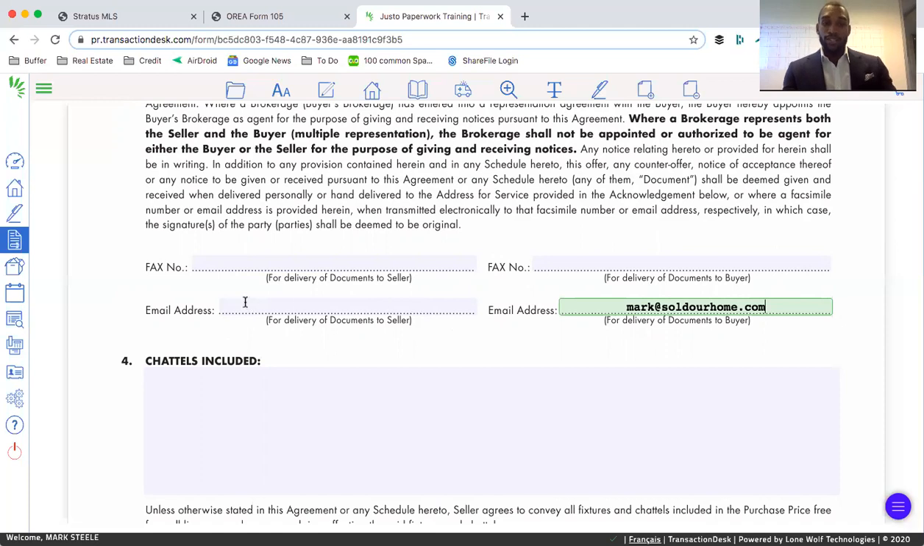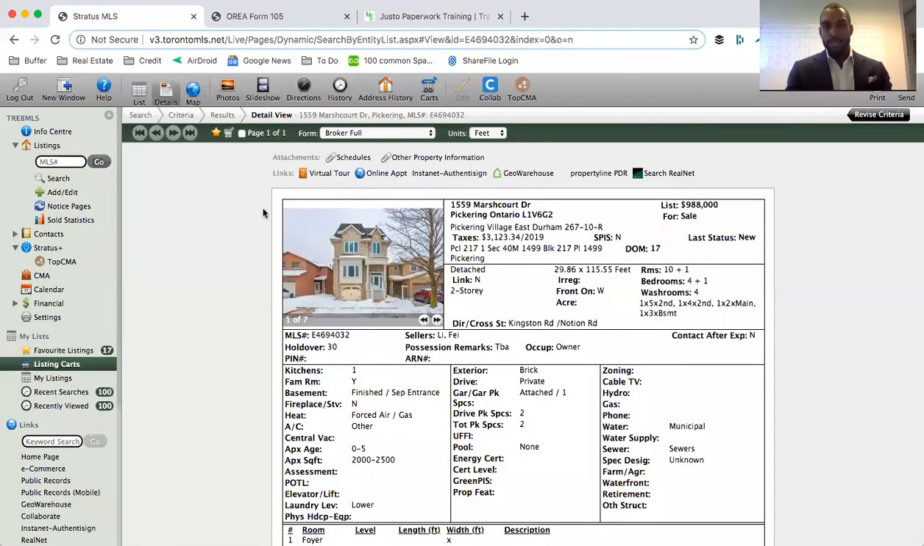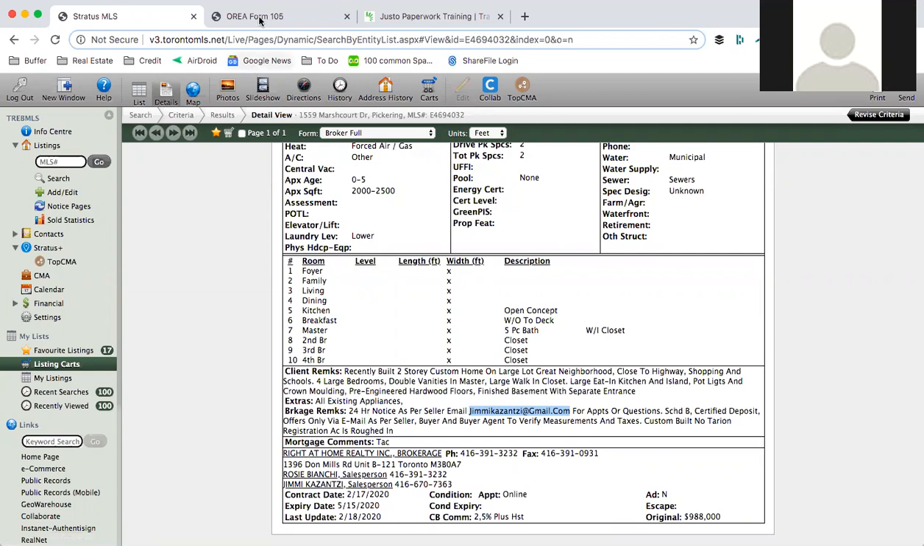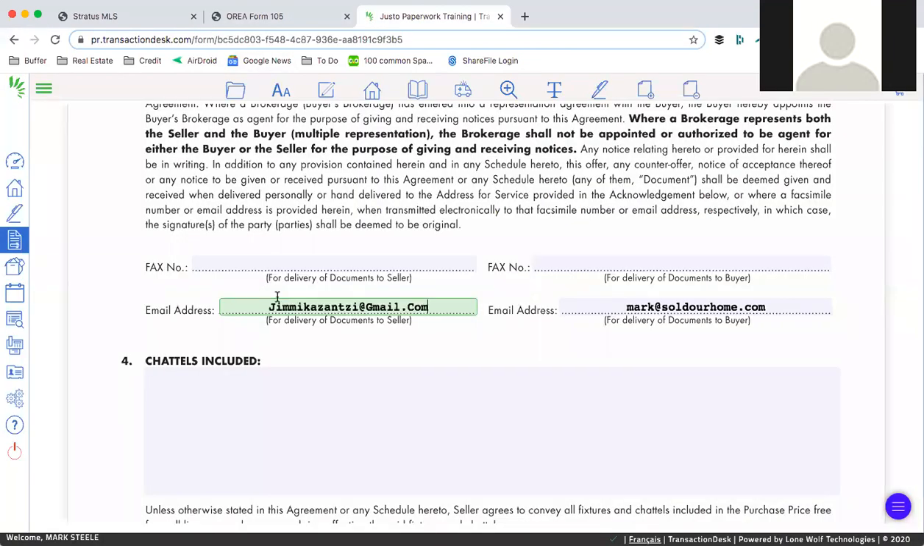On some listings, you're going to see the seller's or the seller agent's email as well. So you copy and paste that there. If you don't have it, then again, just give them a call and ask them for their email directly. So on this one, they do have it here. 24-hour notice as per seller. Email Jimmy Kazansi for appointments or questions. And then again, it says offers only via email as per seller. So same exact thing. Just copy and paste the email address, put that there.